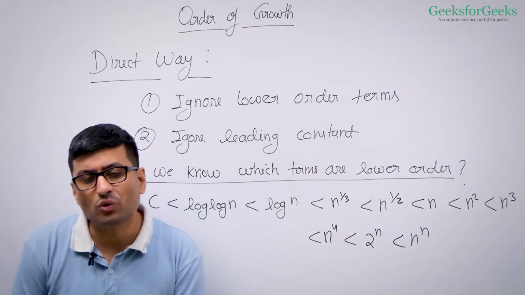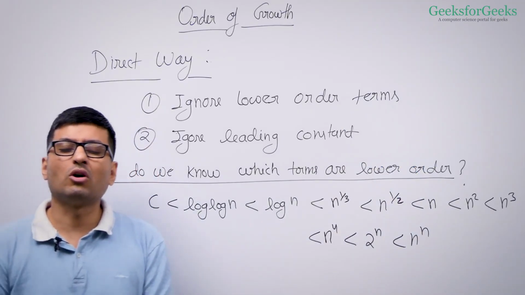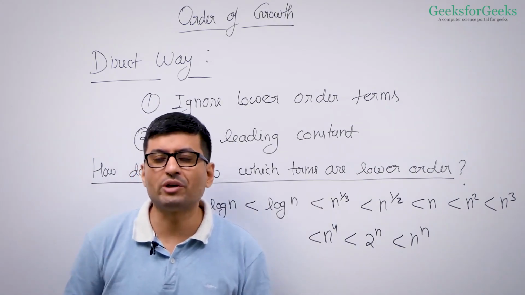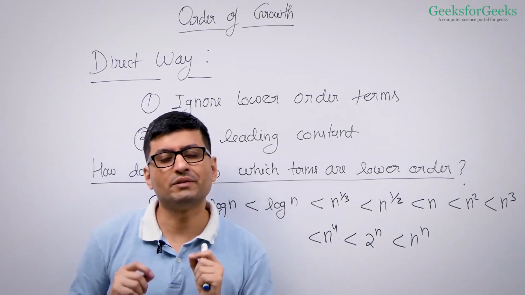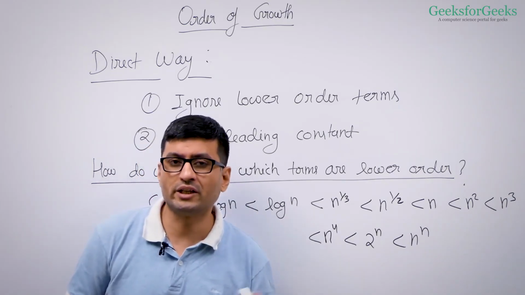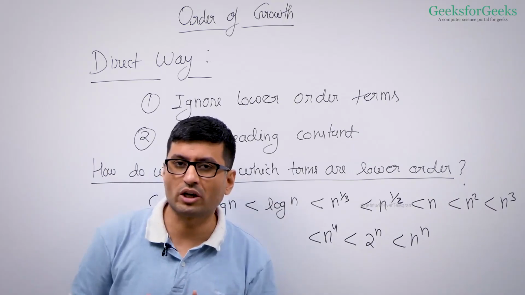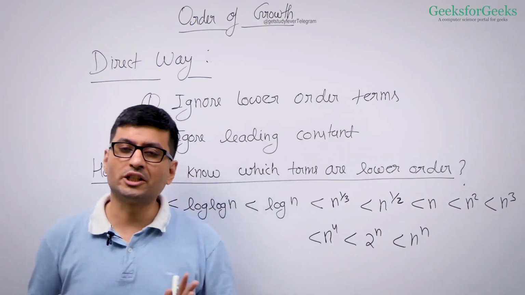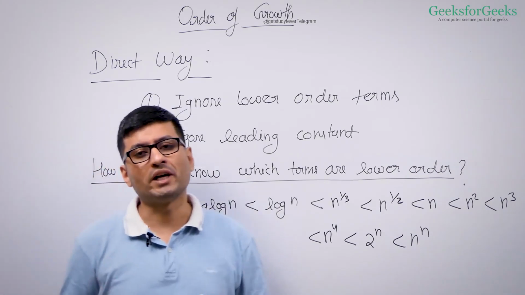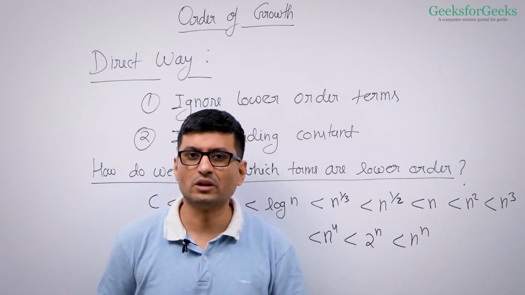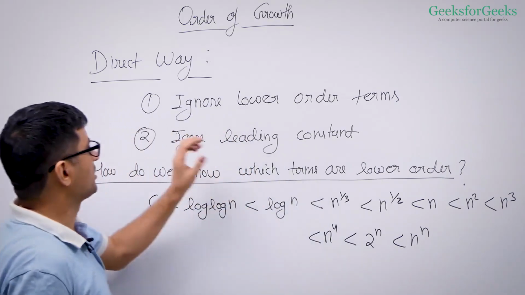There is a direct way to compare the order of growth of two functions. In fact, there is a direct way to find out the order of growth of any function. Under the conditions when n tends to infinity, and we are talking about the first quadrant, n greater than or equal to 0, and that the function is also positive, we can quickly find out the order of growth of any function, and we can quickly compare these orders of growth. The idea is simple.